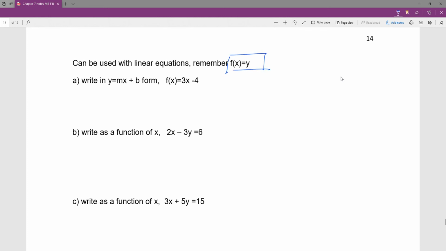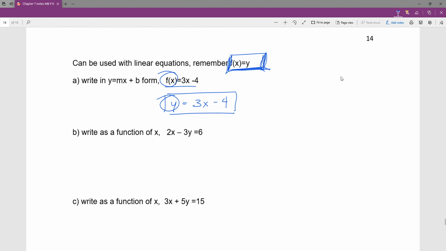So it says, write this in mx plus b form. Not a whole lot to do. All I would do is say that y equals 3x minus 4. That's it. All I did was switch the f of x and the y, because f of x is y. They mean exactly the same thing.